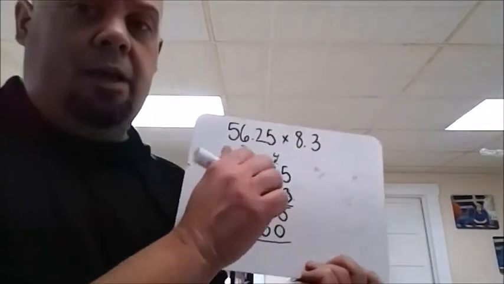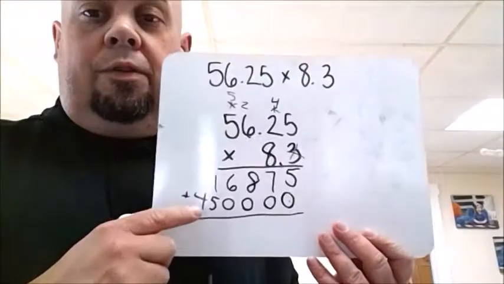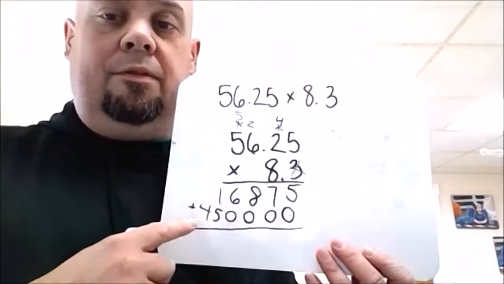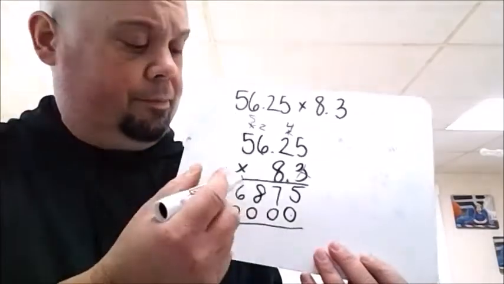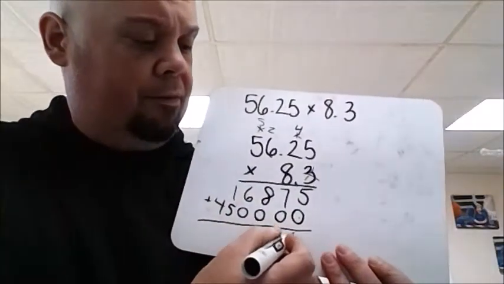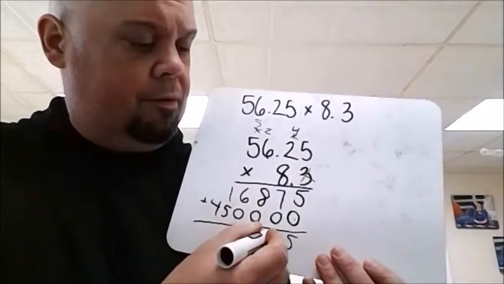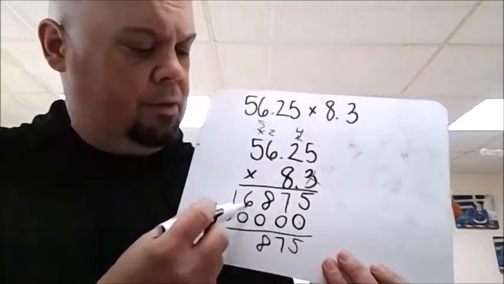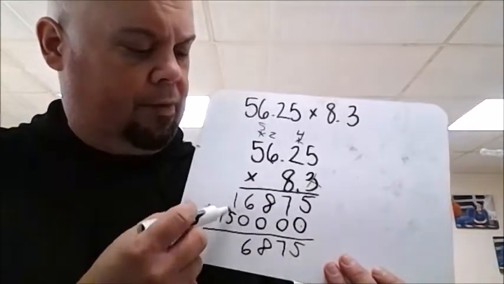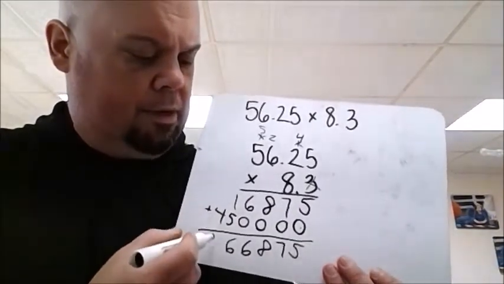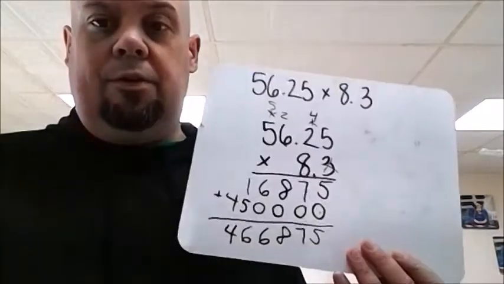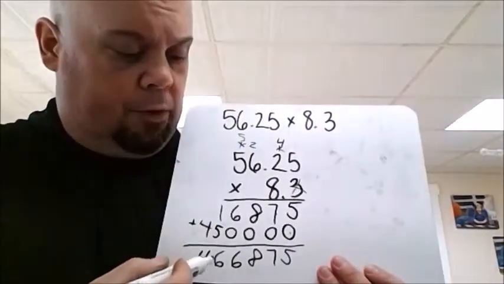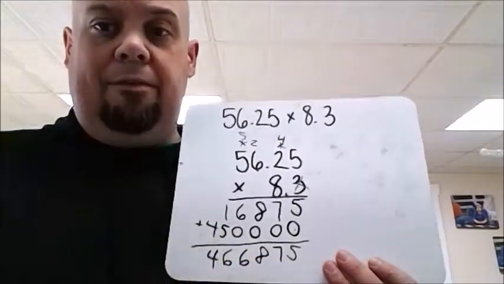And now we're going to add those up. To add those up, again, we did not put any decimals in this. This is your second partial product. 5 plus 0 is 5. 7 plus 0 is 7. 8 plus 0 is 8. 6 plus 0 is 6. 5 plus 1 is 6. And then 4 on its own. You didn't have any regrouping. So now you've got 4, 6, 6, 8, 7, 5.